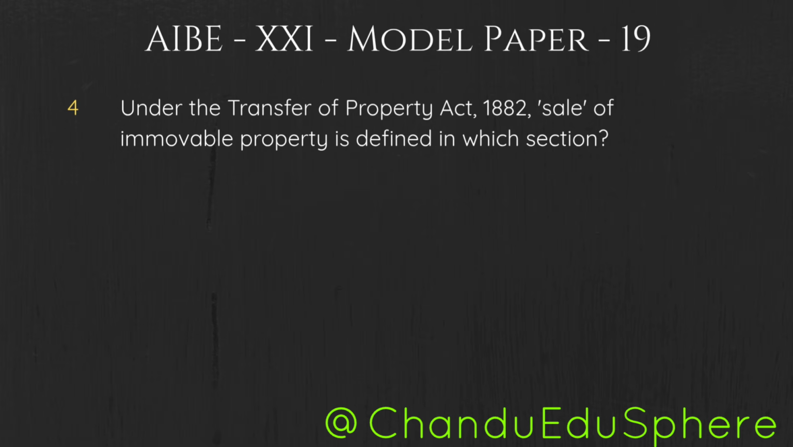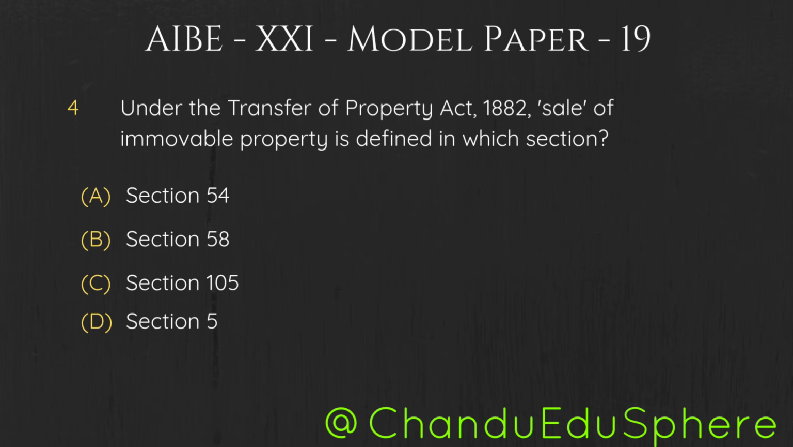Under the Transfer of Property Act 1882, sale of immovable property is defined in which section? Section 54 of the Transfer of Property Act 1882 defines a sale of immovable property as a transfer of ownership in exchange for a price paid or promised, or part paid and part promised, and prescribes the mode of effecting it. A is the correct choice.